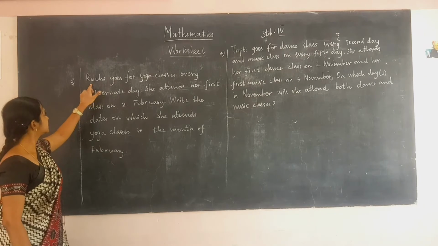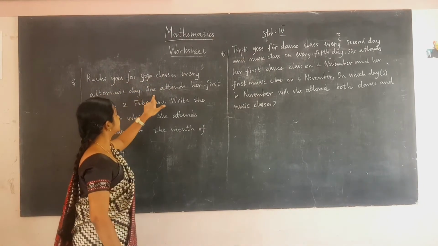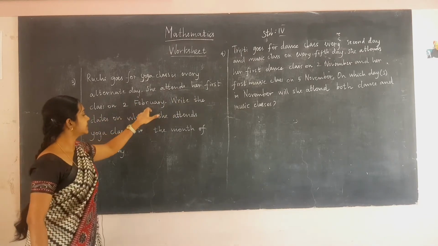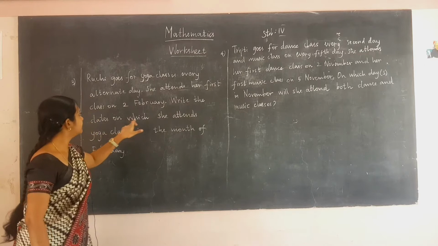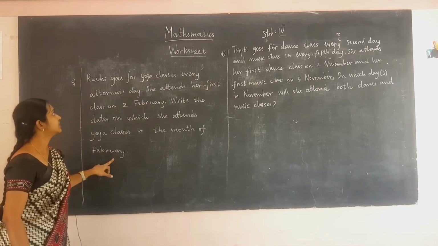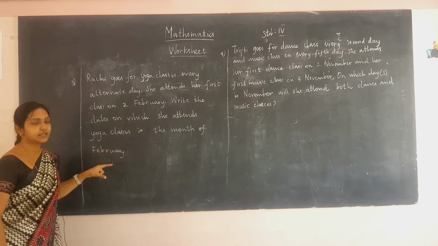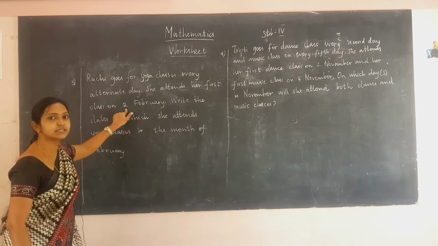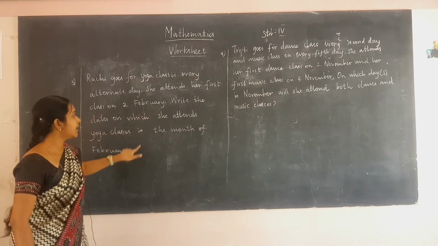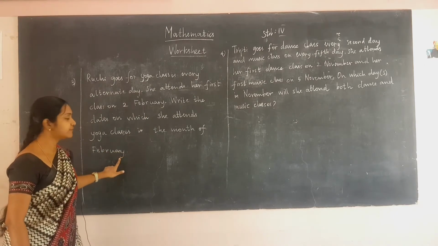The third question is Ruchi goes for yoga class every alternate day. She attends her first class on 2nd February. Write the dates on which she attends yoga class in the month of February. Ruchi attends the yoga class every alternate day. She attends the first class on 2nd February. We have to find on which days she will attend the yoga class in the month of February.